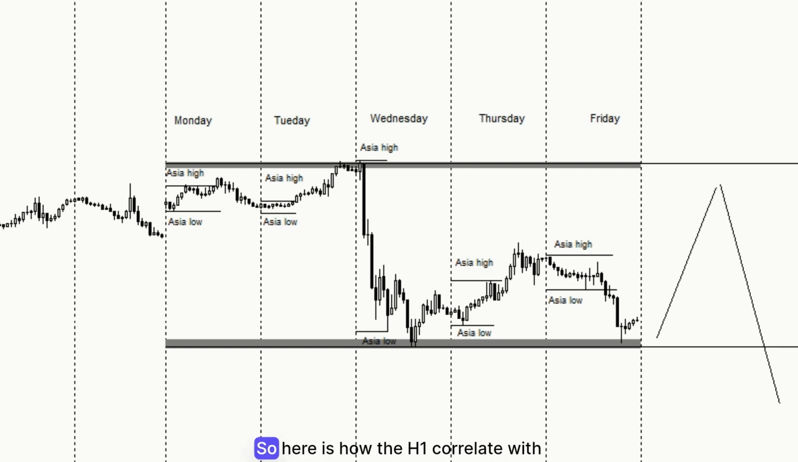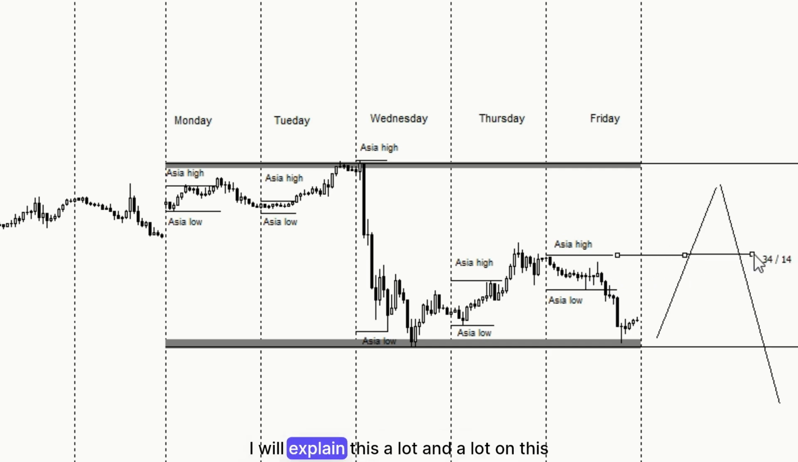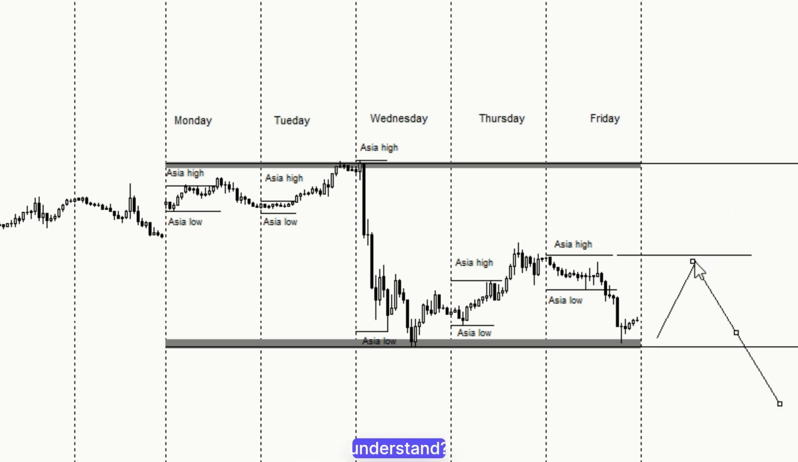Because right now, what I just did, I just showed you how the H1 correlates with the weekly, and at the same time how the H1 correlates with the daily. You understand? So here is how the H1 correlates with the daily. This was the Friday high and the Friday low. So this also is your demand and your supply. Understand? So demand and supply right here. There's a lot and a lot on this strategy that I have to explain for you. This came here on a Friday high. It was a supply for this one. It's like this: supply, demand, supply, demand.